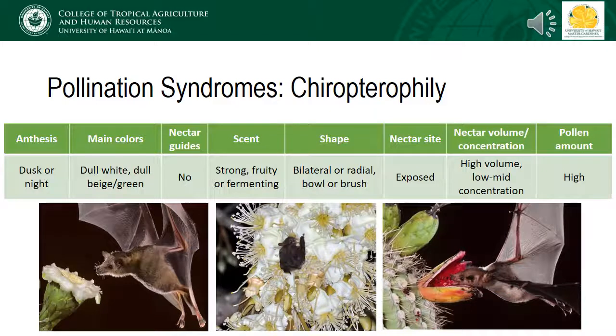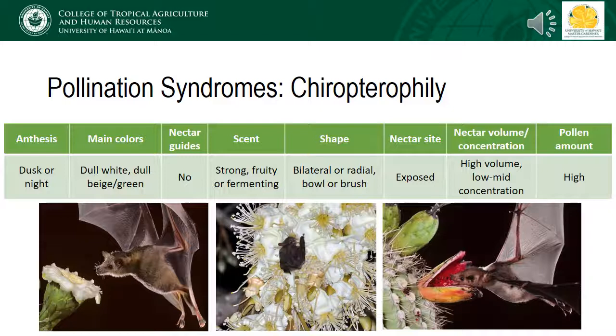Finally, bat-pollinated flowers bloom at dusk or night and only bloom for a single night. As previously mentioned for moths, because these are night-blooming flowers, they are dull white or a beige-green in color with no nectar guides and smell strongly of fermenting fruit. They may be bilateral or radial and bowl or brush-shaped. Nectaries are exposed and produce a high volume of low to mid-concentration sugars in the nectar. These flowers also produce copious amounts of pollen.